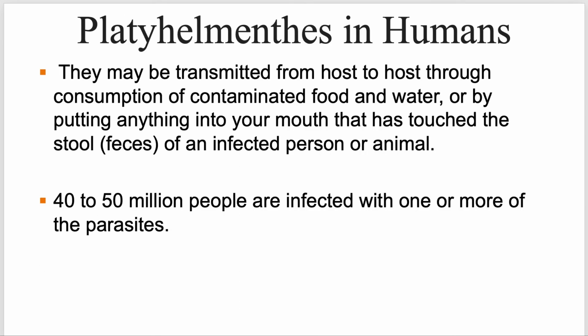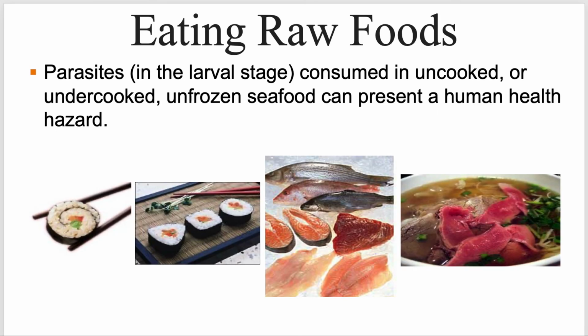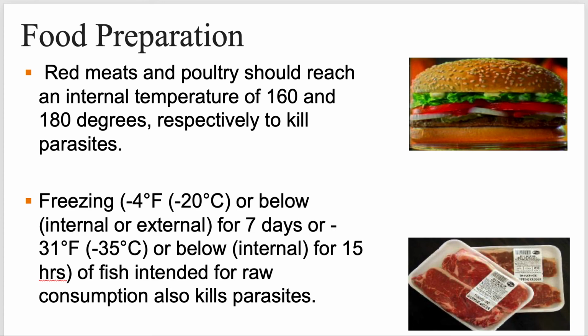So Platyhelminthes in humans may be transmitted from host to host through consumption of contaminated food and water, or by putting anything in your mouth that's touched the feces of an infected person or animal. 40 to 50 million people are infected with one or more of these tapeworms or parasites a year, I think it is. Right. So one way that it's possible to get them is with raw food. Parasites will be in the larval stage, and they'll be consumed in uncooked or undercooked, unfrozen seafood. So food preparation is very key here.